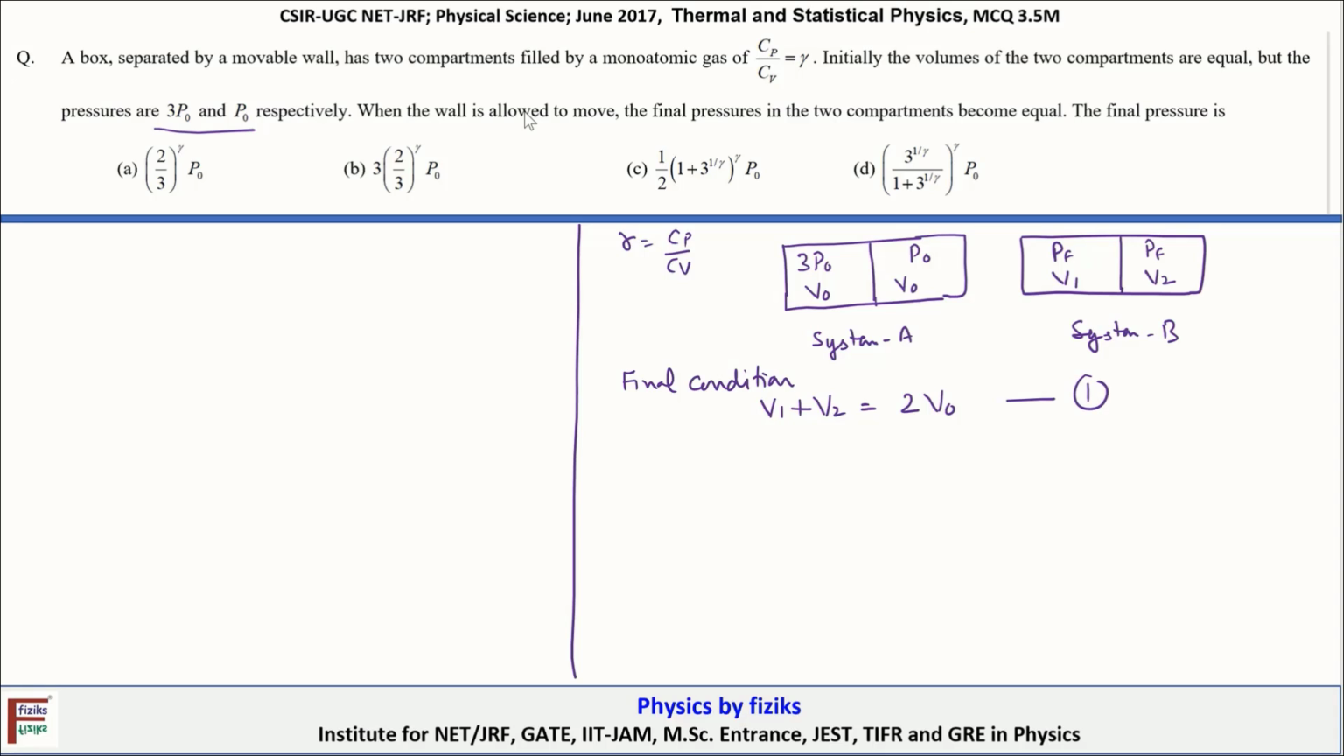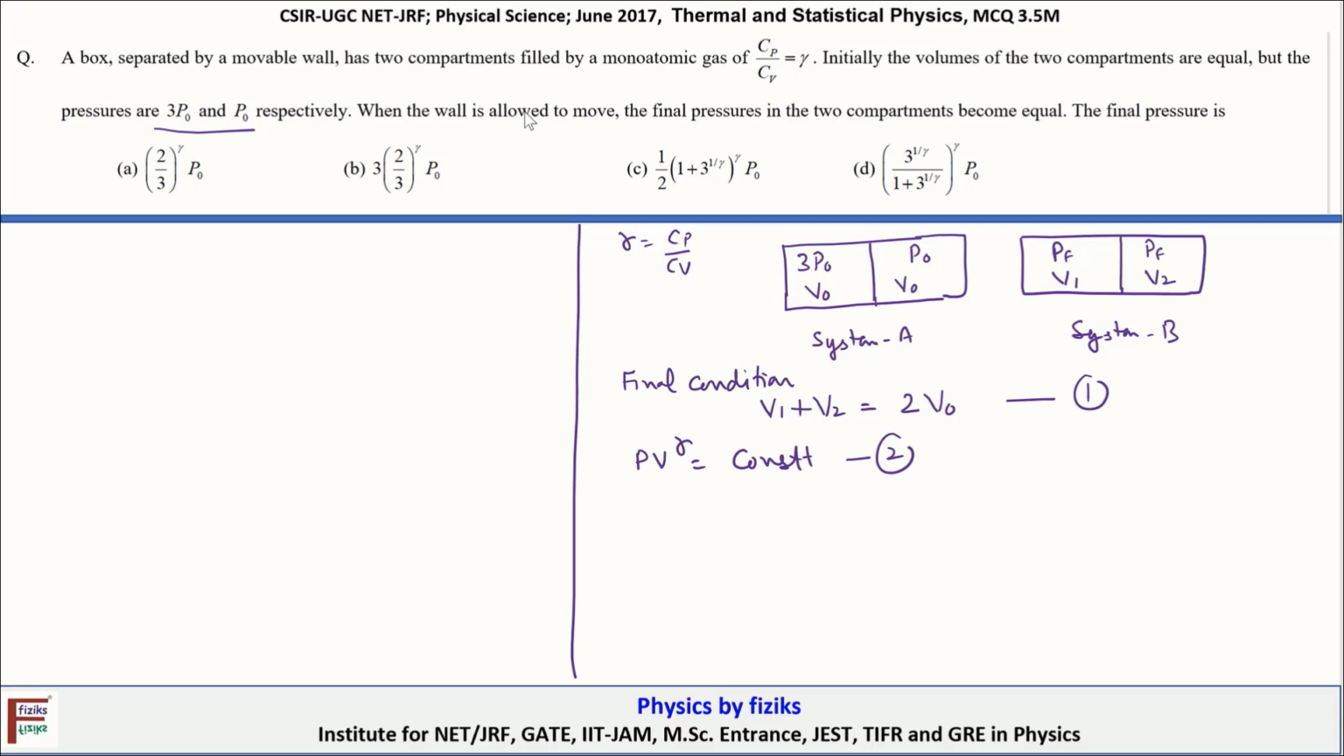Now, if you take a look at the options which are given to us, these are in terms of the adiabatic index. So the message is clear to us that somehow we have to make use of the adiabatic expansion here. Assuming that the equation which is valid for the adiabatic expansion, that is PV power gamma is equal to constant, we will make use of this result to solve this problem.